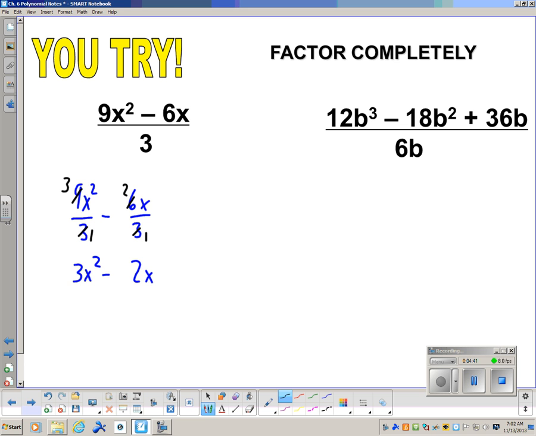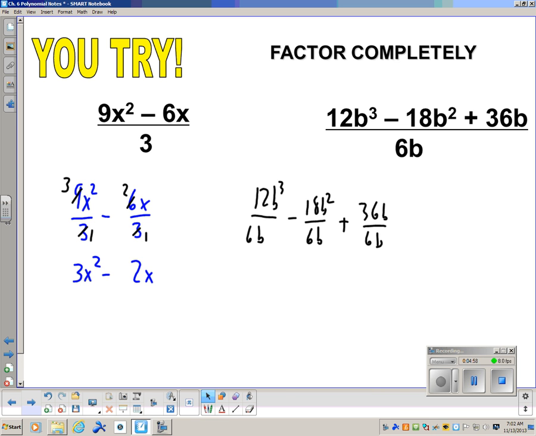Over here, we've got 12b to the third divided by 6b minus 18b squared divided by 6b and plus 36b divided by 6b. So again, kind of thinking through this, 6 goes into 6 once, 6 goes into 12 two times, 6 goes into 6 once, 6 goes into 18 three times, 6 goes into 6 once, 6 goes into 36 six times.